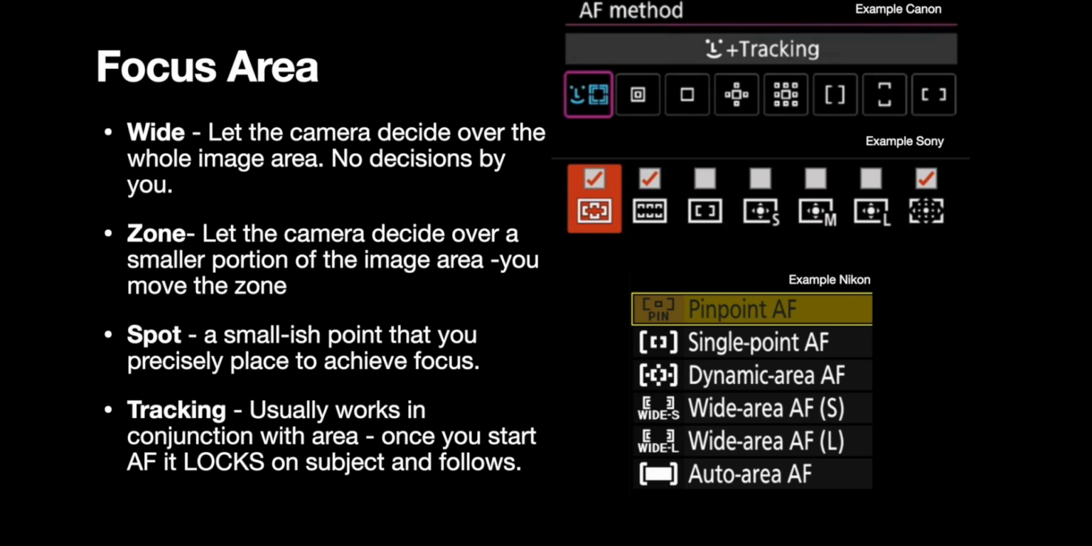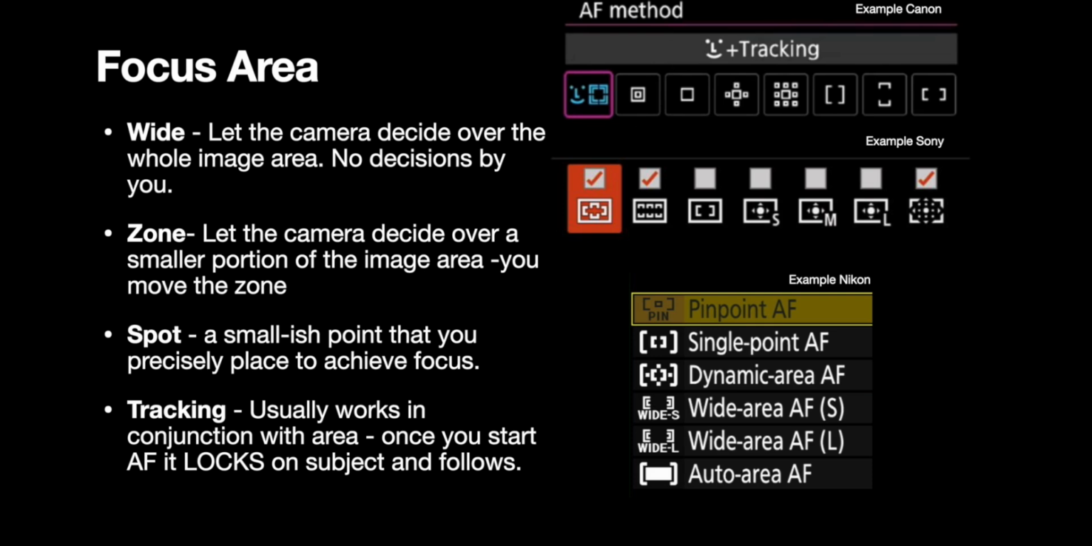You move the zone. In Sony, I really kind of have a large zone that maybe about 3 of them take up the whole frame. Then you've got spot. This is a smallish point that you can precisely place to achieve focus. And finally, tracking. This is less area and more a mode within the area. Once you start it, the AF locks onto the subject and should follow the subject. And we'll dive into that in a little bit more detail.